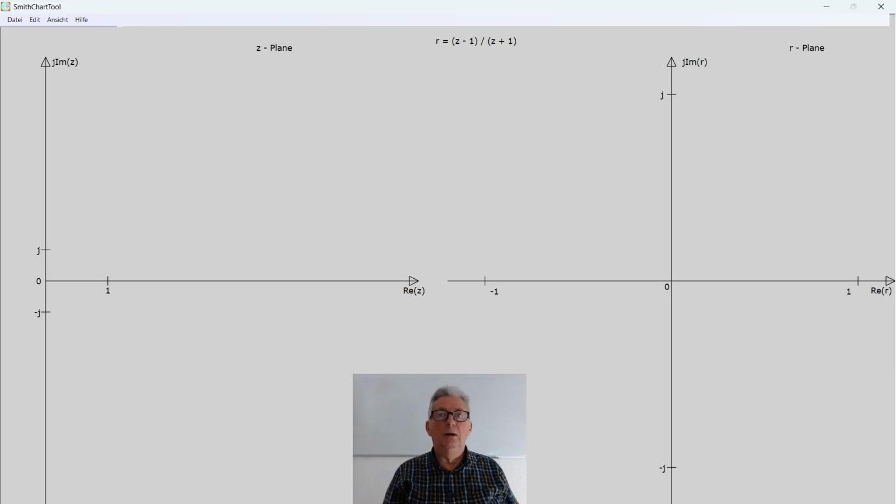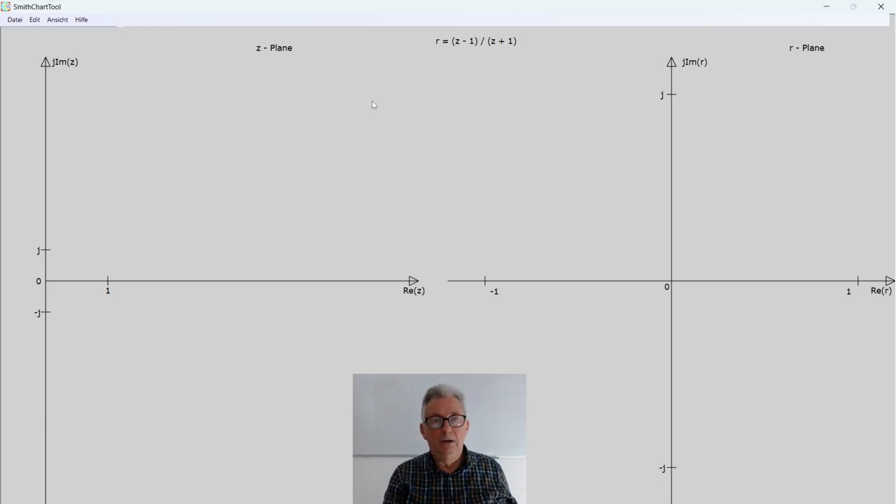The Smith chart was developed by Phillip Smith in 1939, and what I want to do today is explain how the Smith chart is created. So in the first step, we will look at the different planes which are involved in the development of the Smith chart.